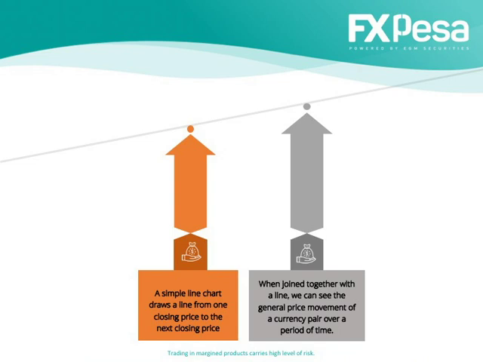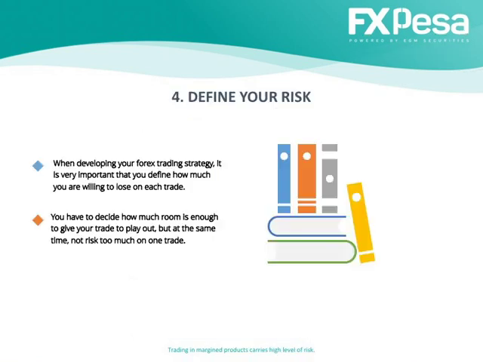A simple line chart draws a line from one closing price to the next closing price. When joined together with a line, we can see the general price movement of a currency pair over a period of time. 4. Define your risk.